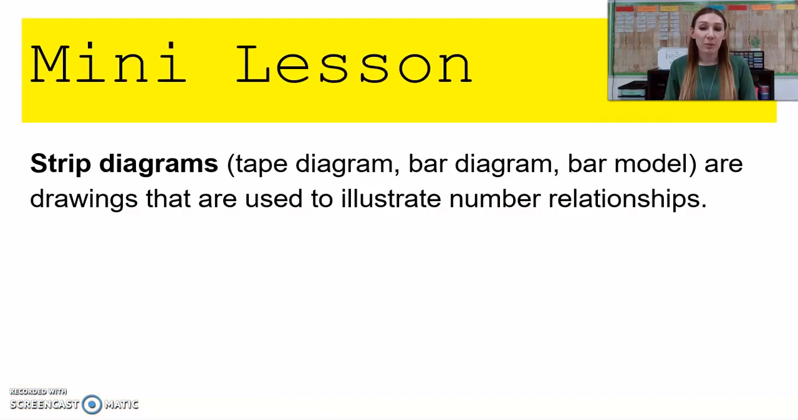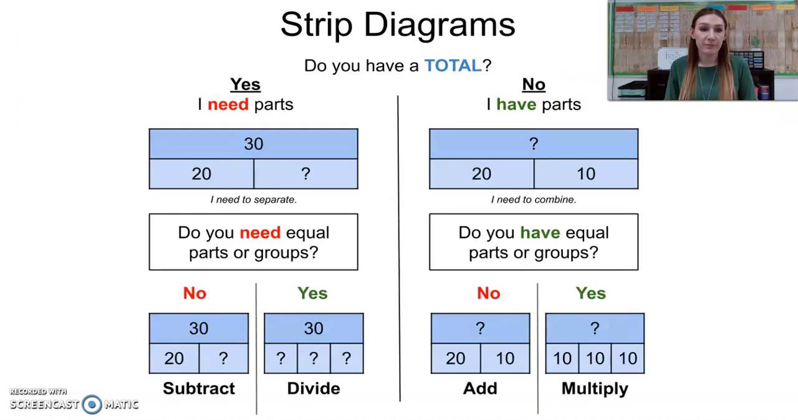A strip diagram, also known as tape diagrams, bar diagrams, or bar models, are drawings that are used to illustrate number relationships. We're going to be referencing this anchor chart today to help us not only draw, but also interpret strip diagrams. So the first question we're going to ask ourselves is, do we have a total?